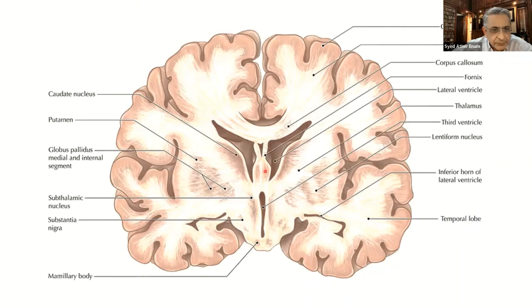The fornix is coming down, and we see the lenticular nucleus over here. And a lot of times in the sections, you can have a third ventricle as well as the interpeduncular cistern show up in here, but be careful about that. Sometimes it looks as if it's part of the ventricle, but that's the interpeduncular cistern that shows up.